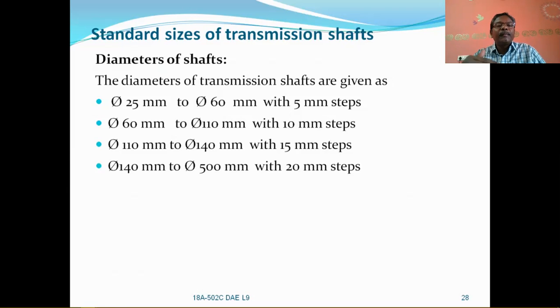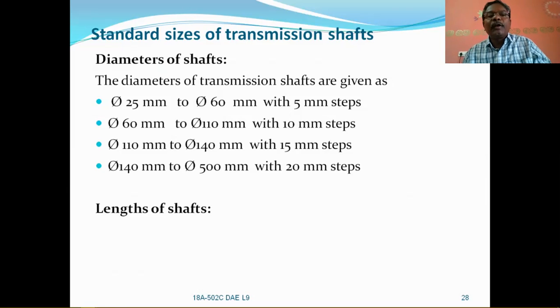These are the different increments. That means the shaft diameters range in this way: 5 mm increment, 10 mm increment, 15 mm increment, and 20 mm increment. These are the standard sizes of increments for the transmission shafts.